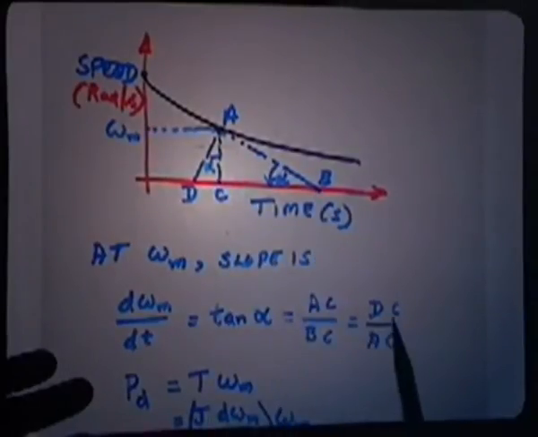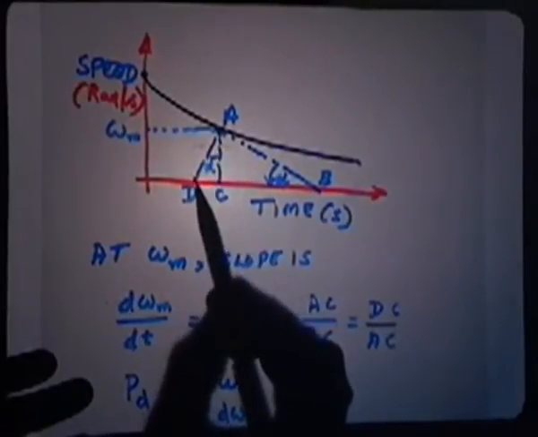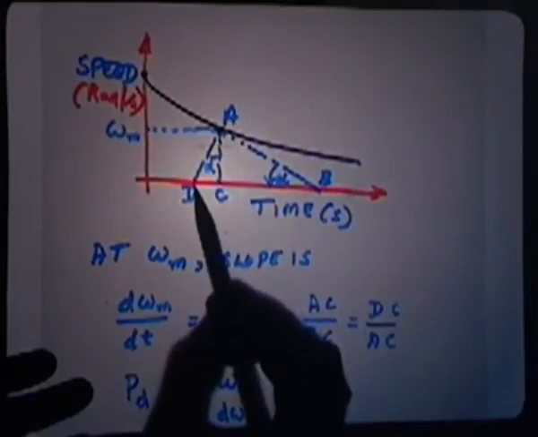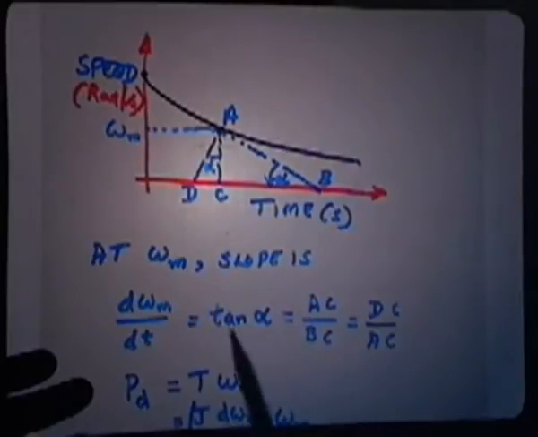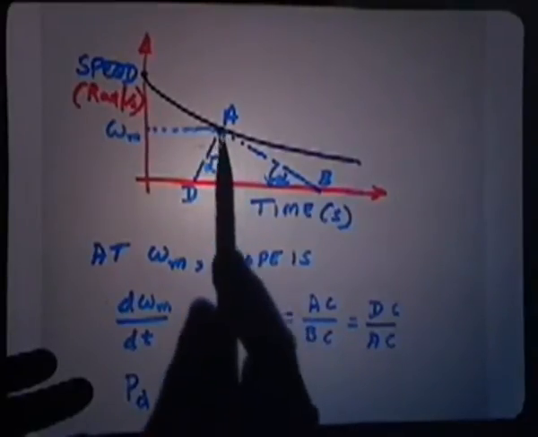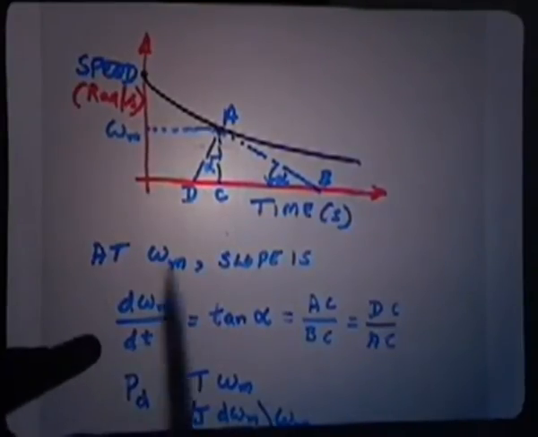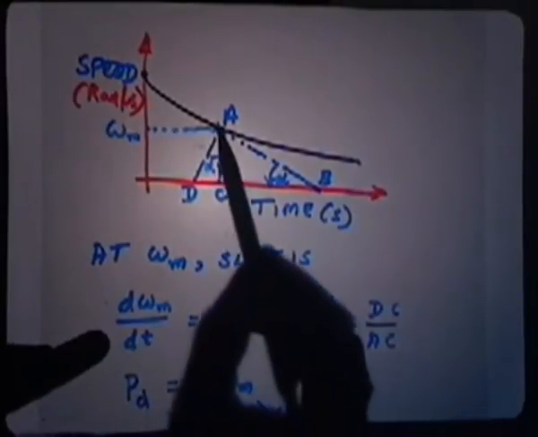Okay. So, tan alpha will be AC by BC, which is also equal to, if you draw a normal to this at this point, it will touch here. That will be tan alpha. This is also alpha. Tan alpha is also equal to DC by AC. So, this tan alpha is the slope at this point, which is d omega m by dt. So, if you have this curve, we can graphically obtain d omega by dt at each omega.